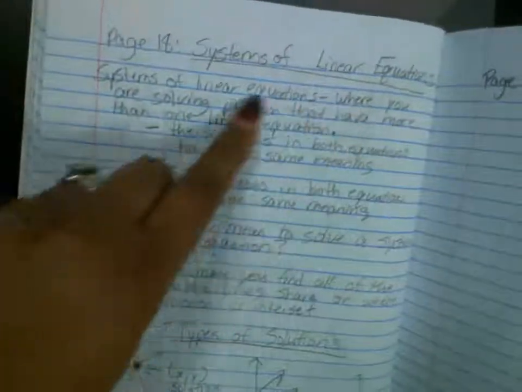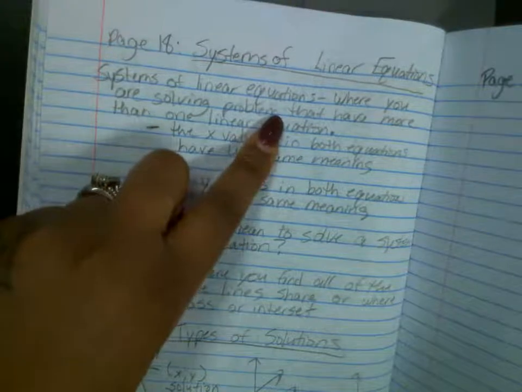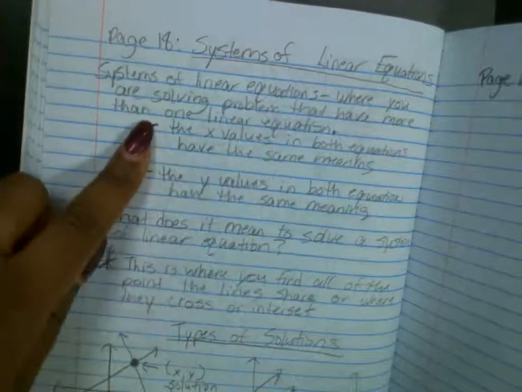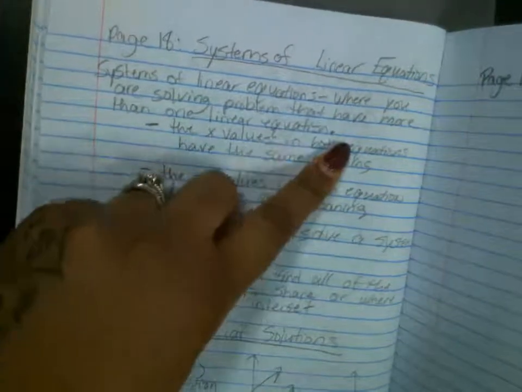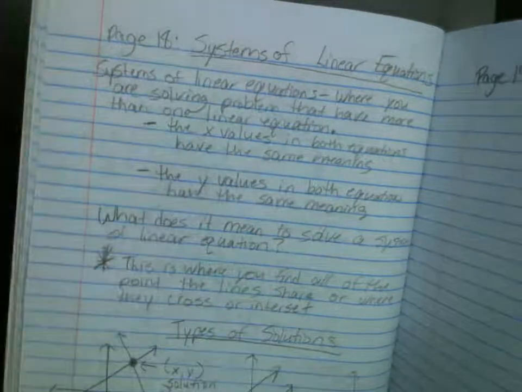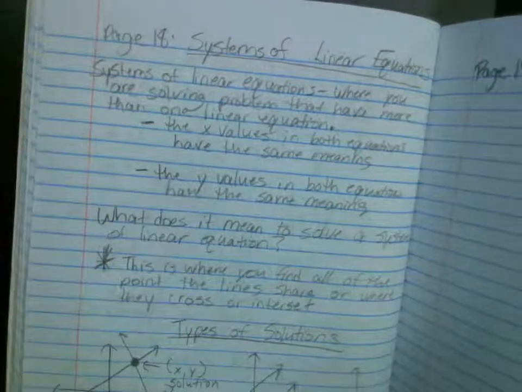Yesterday, we talked about a system of equations and wrote down a definition for that. Remember, the definition for a system of equations is where you are solving a problem that has more than one linear equation. So a system of equations is more than one linear equation. All right? Like a bus system is more than one bus. A school system is more than one school. System is more than one. Okay, so a system of linear equations is more than one linear equation.